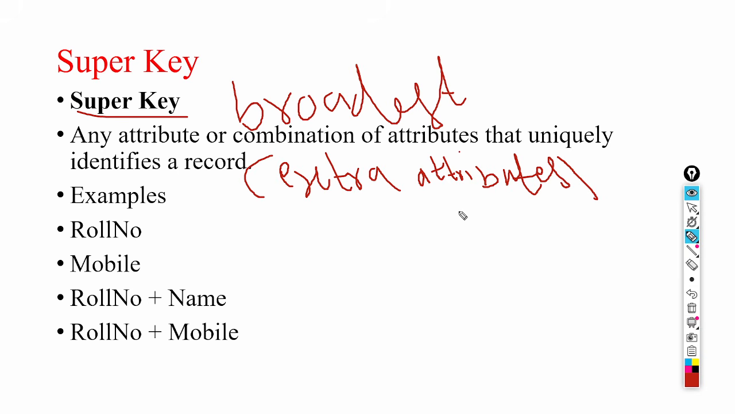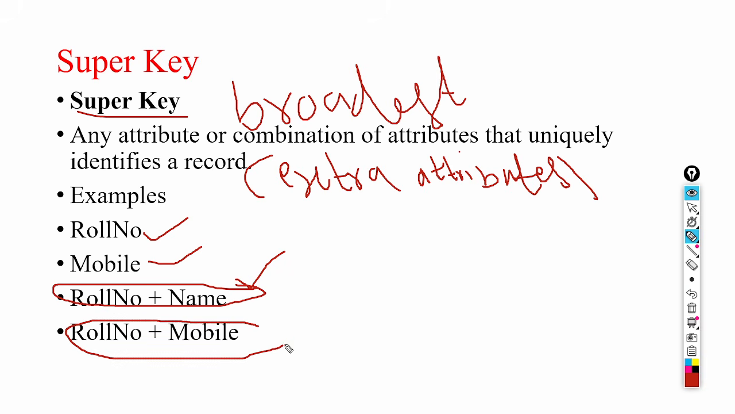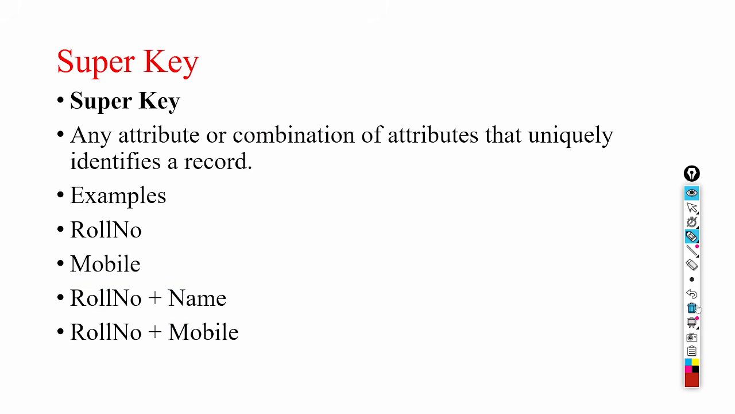As long as the record can be identified uniquely, it is considered a super key. Whenever the record is identified uniquely, it is considered a super key. Examples: roll number, mobile number. So extra attributes are allowed. Roll number along with the name, we can call it a super key. Roll number along with mobile also, we can call it a super key. Any attribute or combination of attributes that uniquely identifies a record, we call a super key.